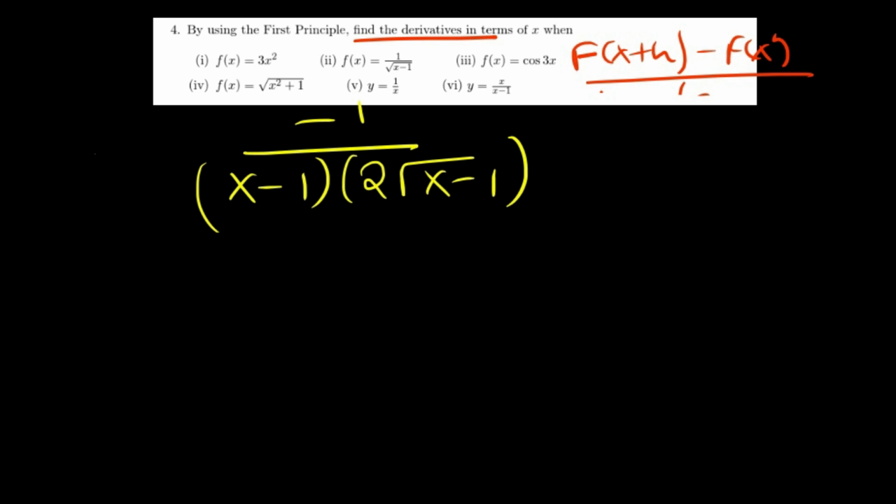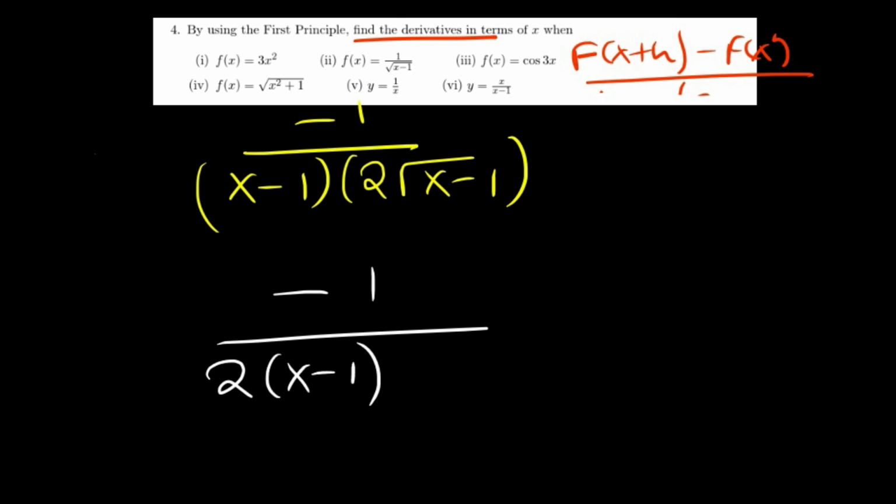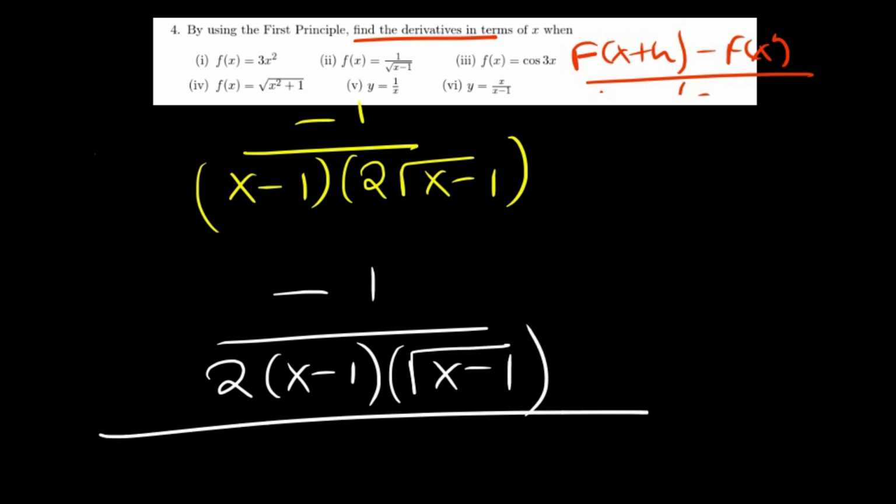So is there any way we can better put this? There is. Negative 1, and then I can start with a 2 instead, and then x minus 1 if I want in brackets, and then root of x minus 1 if I want. I don't have to put it in brackets, but this is basically what you are ending up with as the derivative to the second part.